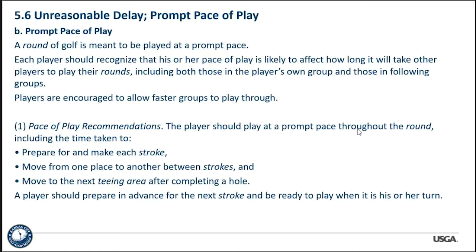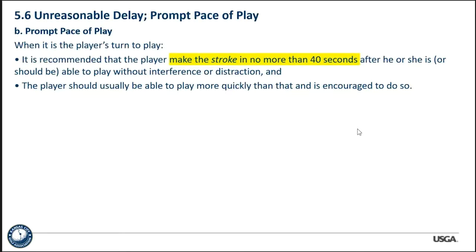Okay? I love this being in the rules now, that we can tell the player your pace of play is addressed specifically in the rules. So when it's a player's turn to play, it's recommended that the player make the stroke in 40 seconds. It's a very good benchmark to have. Okay? This 40 seconds will be involved a lot when we're talking about a group that is on the clock. We will use this specifically.